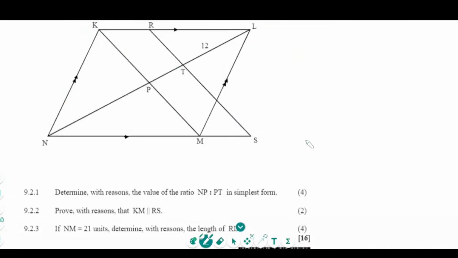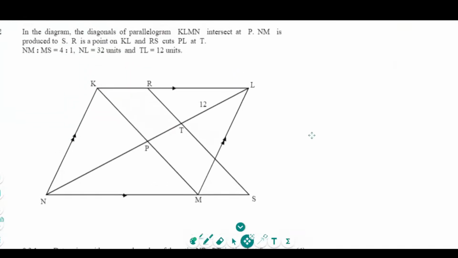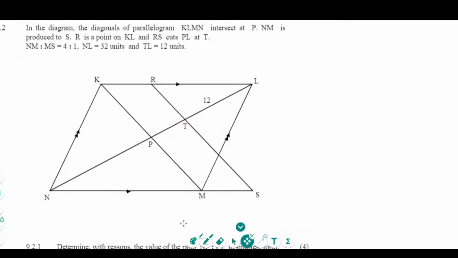Then 9.2, let's read the information that we have. They are telling us that in the diagram we have diagonals of a parallelogram, KL. So the whole of this is a parallelogram. One thing we know about a parallelogram is that the opposite sides are parallel and the opposite sides will be equal. Then they are telling us that the diagonals intersect at P.